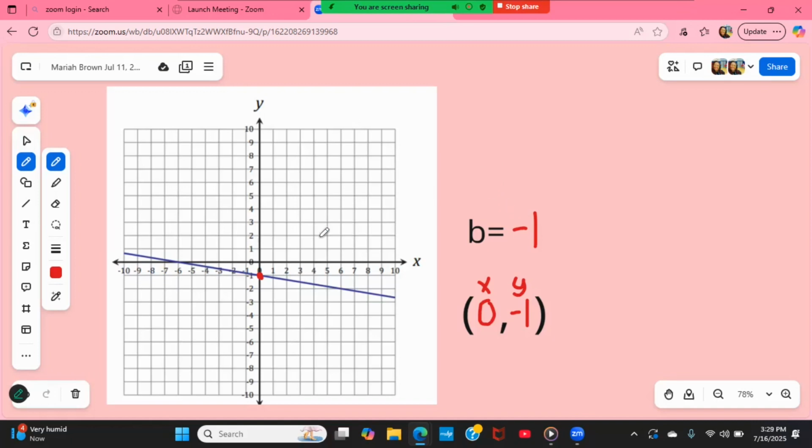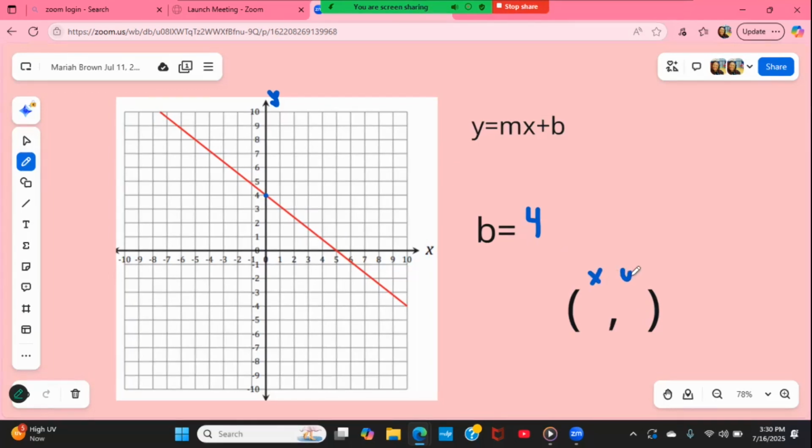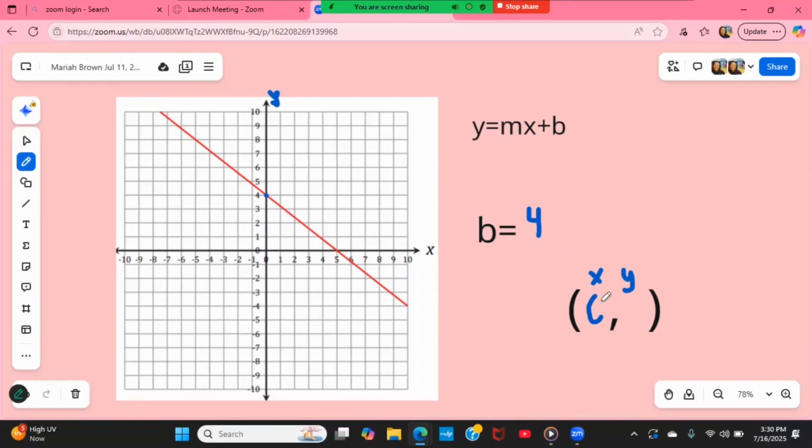Okay? Now let's take it a step farther. So let's look at this and find our y-intercept. Okay? Your y-axis is here. It goes up and down. So let's go down the line and see, where does the line cross? +4. So our B would be +4 here. And once again, we have our x and y. This is called our ordered pair. And our x will always be, right, 0. And your y-intercept will go right here.